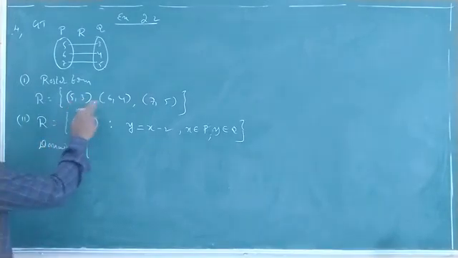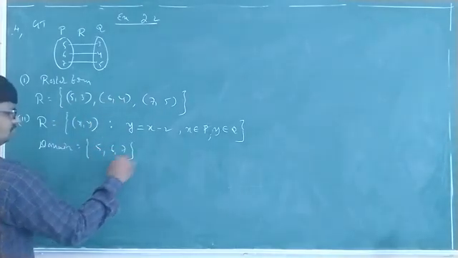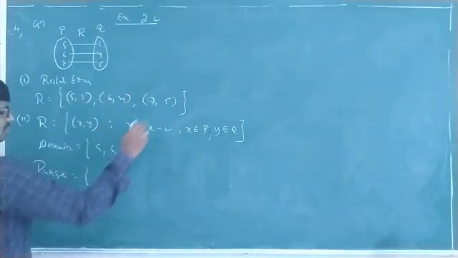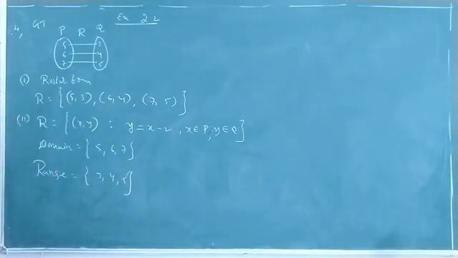Domain means the collection of first elements: 5, 6, 7. Right? Next, range. Range means the collection of second elements: 3, 4, 5. It is about that. Understand? So that is question number 4.